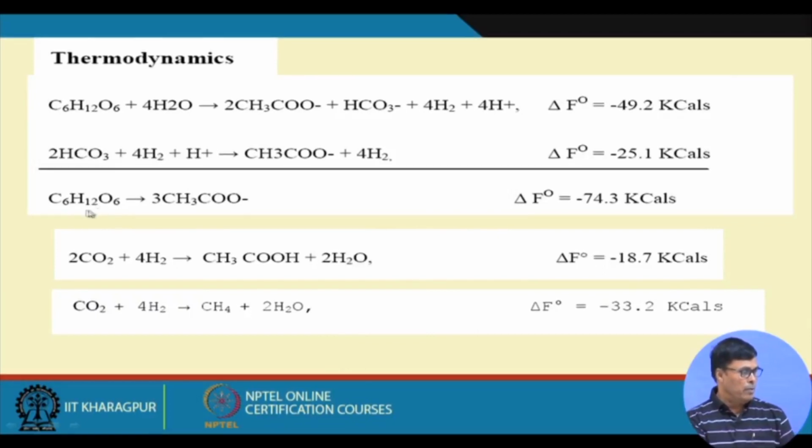When glucose is converted to acetic acid, the free energy change is minus 74.3 kilocalories. But when carbon dioxide and hydrogen produce acetic acid, it is very low, and carbon dioxide producing methane is also comparatively low. So, in this reaction I can always say that glucose to acetic acid is more favorable as far as this reaction is concerned. Then after that comes methane production, and after that acetic acid from carbon dioxide and hydrogen.